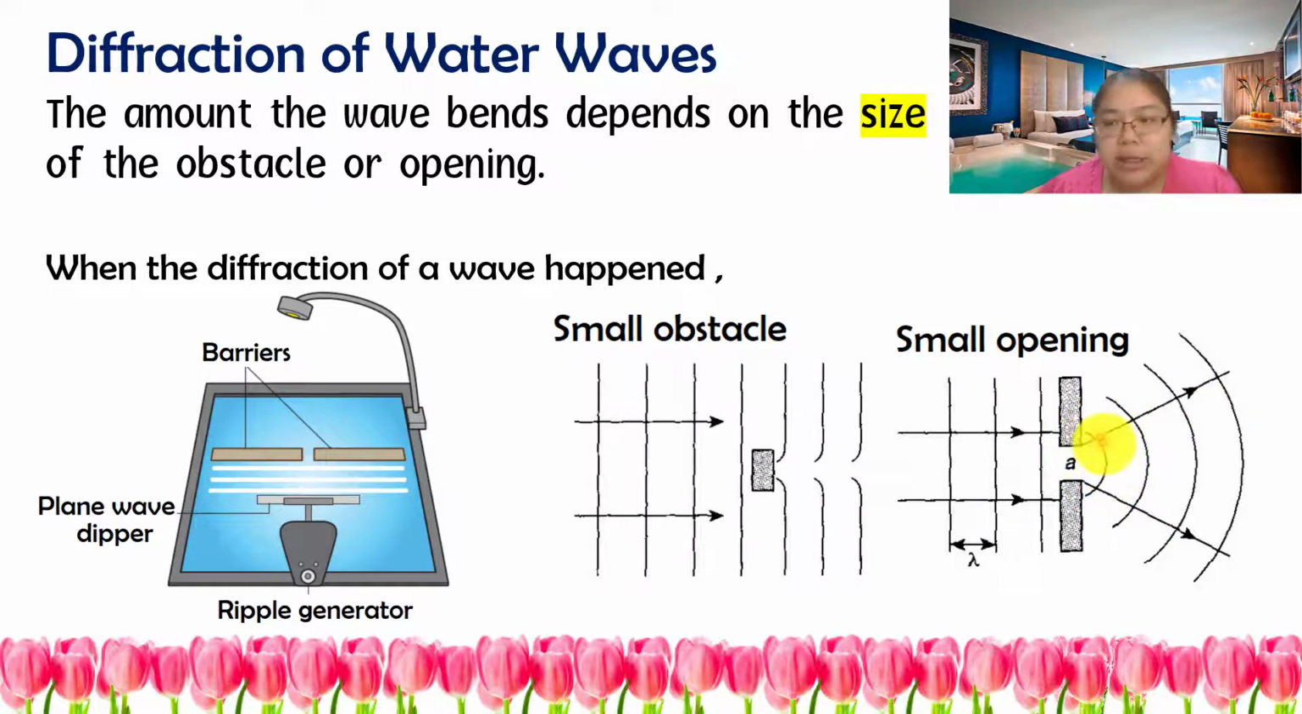So this one changes to a circular shape. We also can compare the circles. If the circle is more curved, it means the diffraction is high. If the circular wave is less curved, that is less diffraction. Okay, let's go and see the next one.